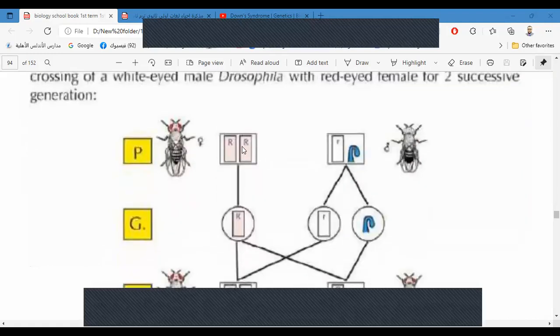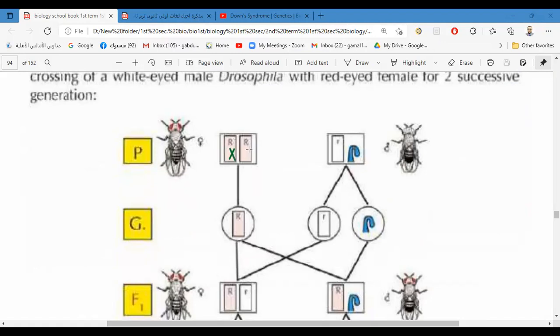We have here a red-eyed female and a white-eyed male. We have XX here. The X chromosomes carry the gene of the eye color, which are capital R. And here there is XY. X carries this gene, but Y doesn't carry this gene. So we have one R small here only. The male has one gene only, which is R small. There are no genes on the Y chromosome. The gene of this trait is carried only on the X chromosome, not on the Y chromosome.